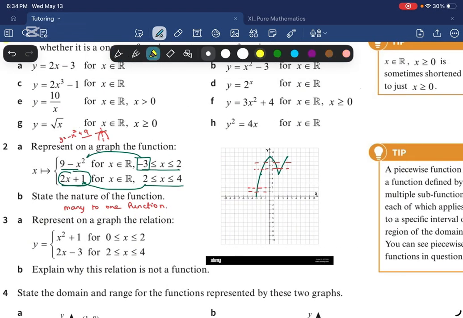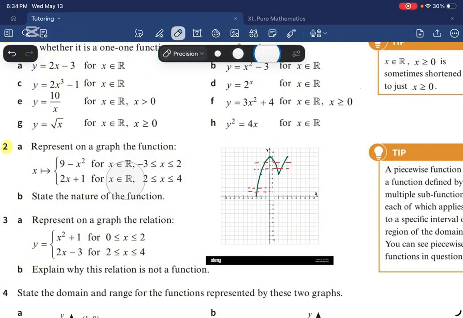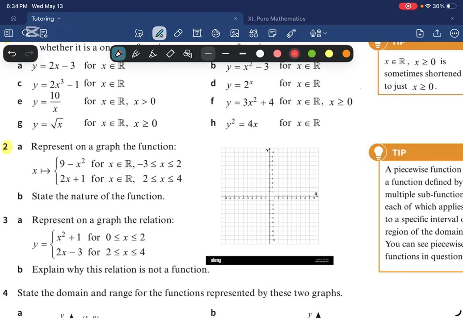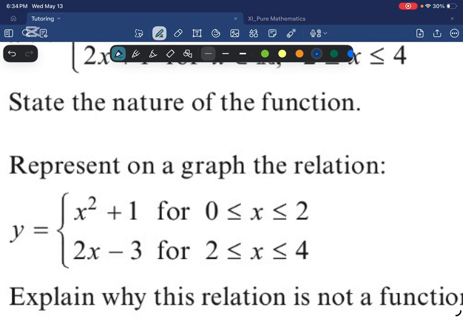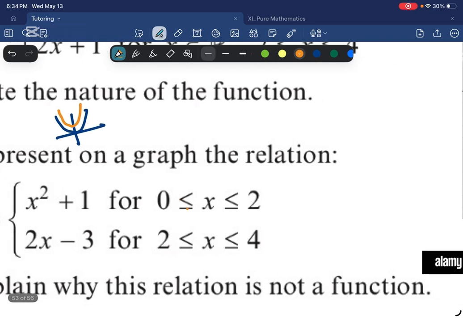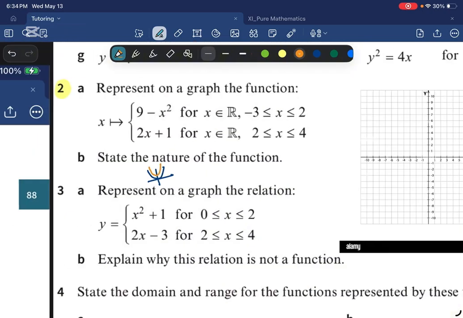So we are done with question 2. Let's go to question 3. Represent on a graph this relation. Okay, so y is equal to x squared has a graph that looks like this, and x squared plus 1 has a graph that looks like this. So it's concave up. It opens upwards, right? So from 0 to positive 2, let's just plot.